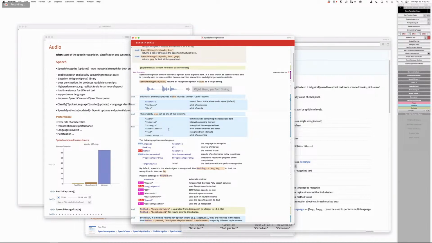Interval containing the text. What does that mean? Is it a single interval or is it multiple intervals? The number of results will depend on the second argument, unfortunately. If it is automatic, it is a single interval. If it is sentence, it's a list of however many sentences that input might contain.